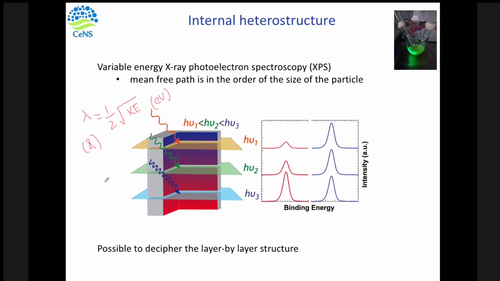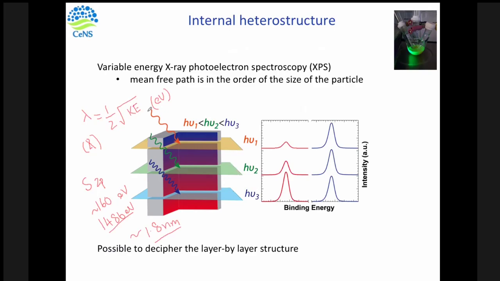For example, taking sulfur 2p, which has a binding energy around 160 eV, and using aluminum K alpha, which is 1486 eV, if we do the maths the mean free path comes to around 1.8 nanometers. If you increase the photon energy, it will go up, but not proportionally, since it goes as the square root of the kinetic energy. So 3, 4, 5 nanometers, but you have to look for sources providing very high photon energy.